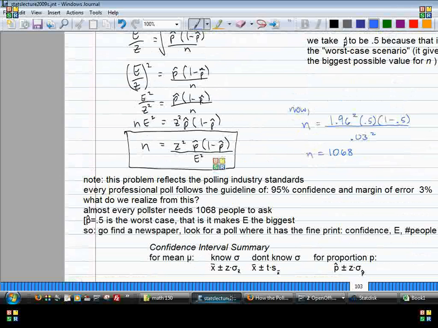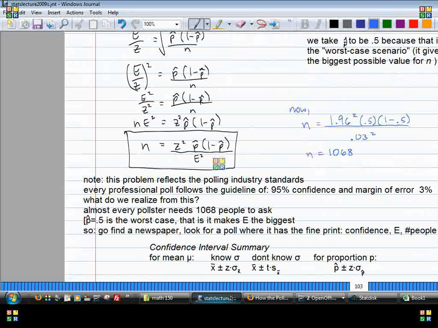So confidence interval summary, if you're doing a confidence interval for a mean mu where you know sigma, the formula is x bar plus or minus z times sigma x bar. If you don't know sigma, it's the t distribution, and your formula looks like x bar plus or minus t times sx bar. What about a confidence interval for a proportion p? The formula is p hat plus or minus z times sigma p hat.